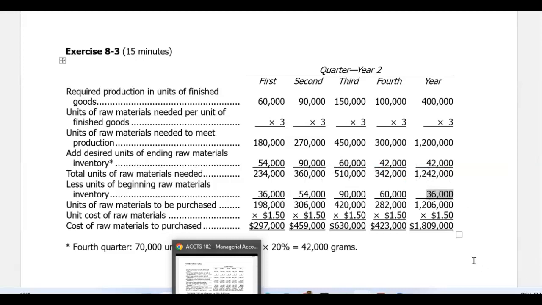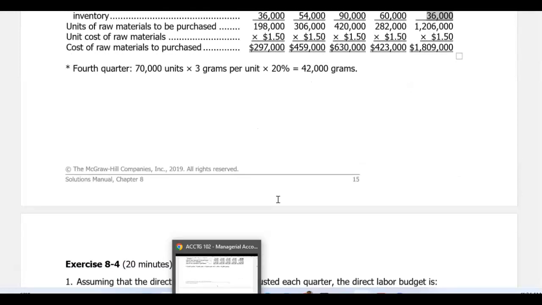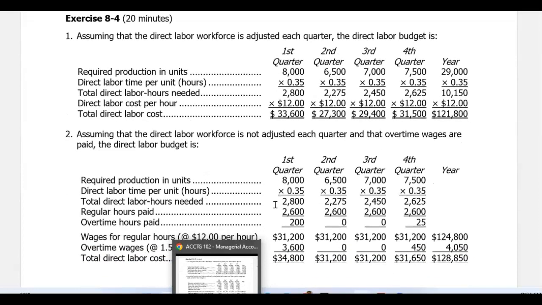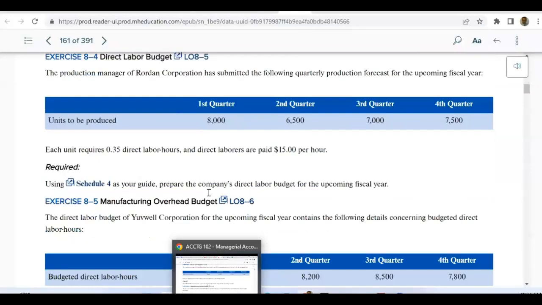Okay? Make sense? Let's do one more. How about that? One more. Okay, now let's talk about direct labor. So let's do that. No problem.